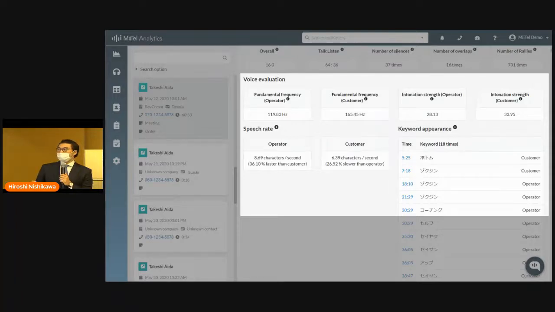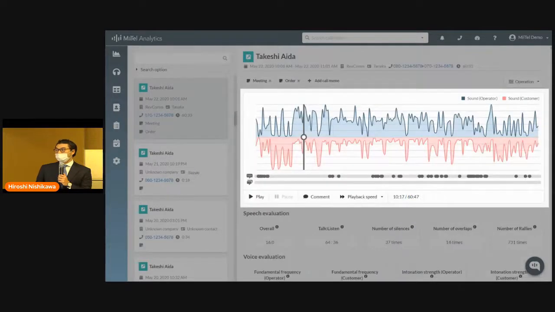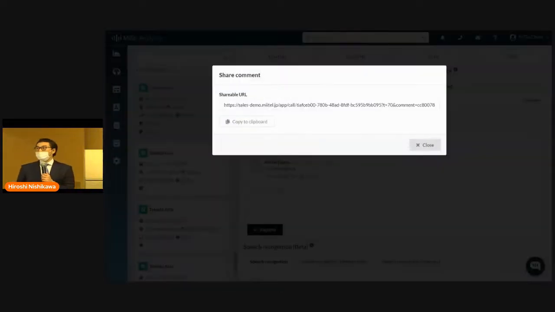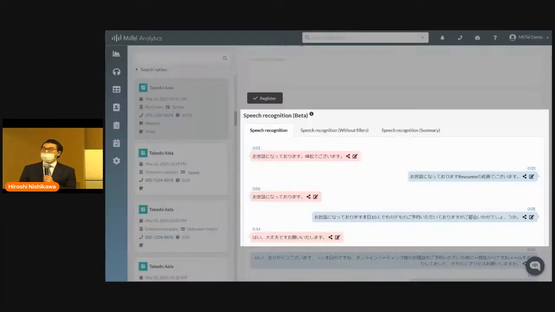And next, in terms of what, there are two aspects. First, you can see how many keywords are mentioned, at what timing, by whom. Let's say at 30 minutes 29 seconds, the operator said coaching, and you can jump there, make a comment, and extract it to share with another team or the boss. So please understand you can extract and share the conversation with comments.